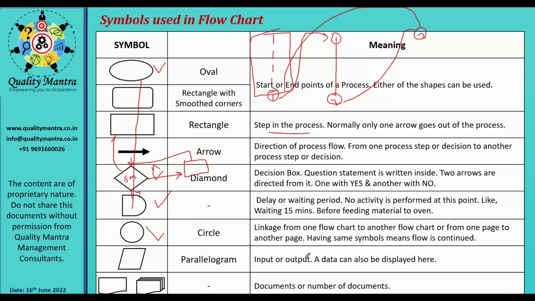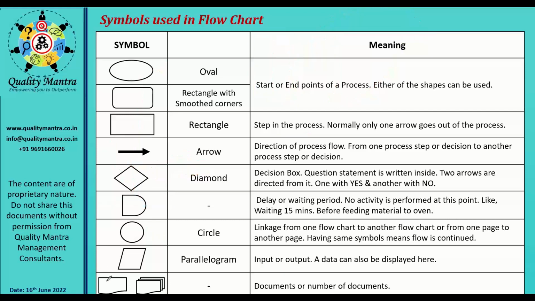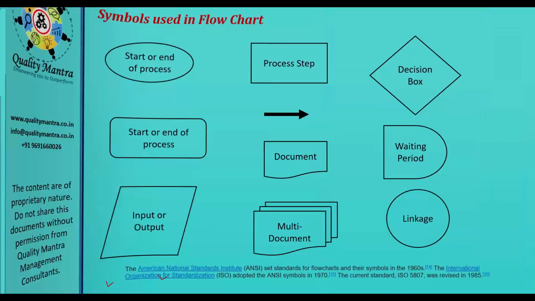Then the parallelogram shows input or output, or you can display the data also, like productivity numbers or something. And if documents are being generated at a particular step, it is shown by this, one document or a number of documents. So this is how you use various shapes.